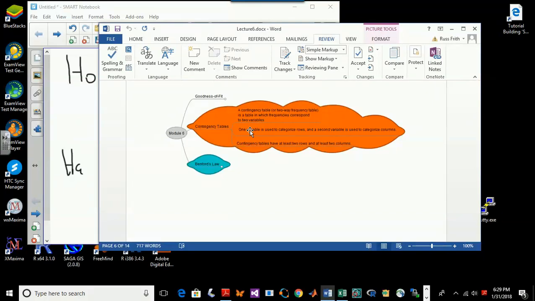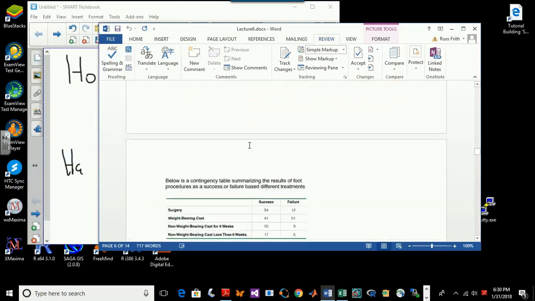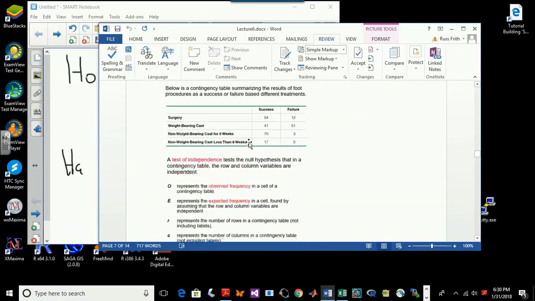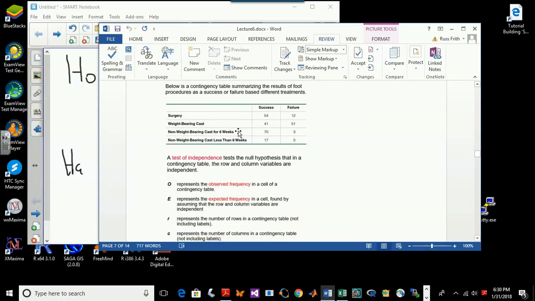All right. So a contingency table, or two-way frequency table, is a table in which frequencies correspond to two variables. One variable is used to categorize rows, and a second variable is used to categorize columns. Contingency tables have at least 2 rows and at least 2 columns. Okay, so you're going to have 4 cells. So let's do an example of how you analyze a contingency table.